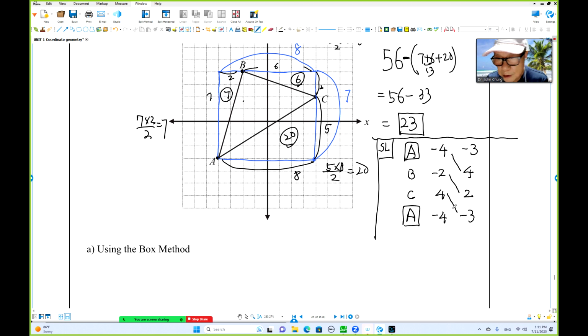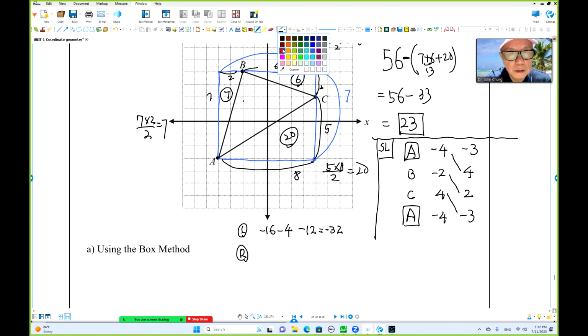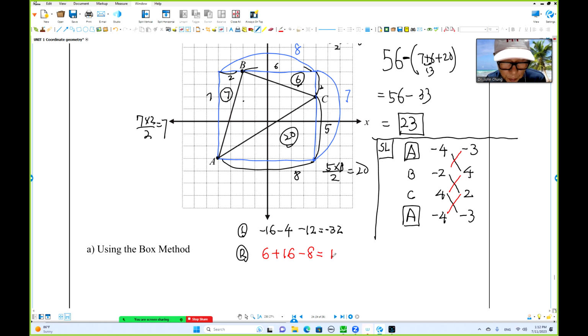Negative 4 times 4 is what? Negative 16. Negative 2 times 2 is negative 4. 4 times negative 3 is negative 12. How much total? 32, right? Negative 32. Right to left. Right to left. Different colors. Here, here. Negative 3 times negative 2 is a positive 6. 4 times 4 is a positive 16. 2 times negative 4 is negative 8. That is what? 14, right?